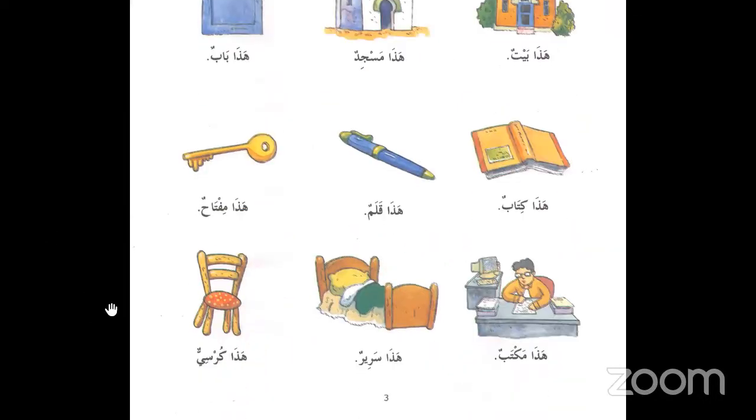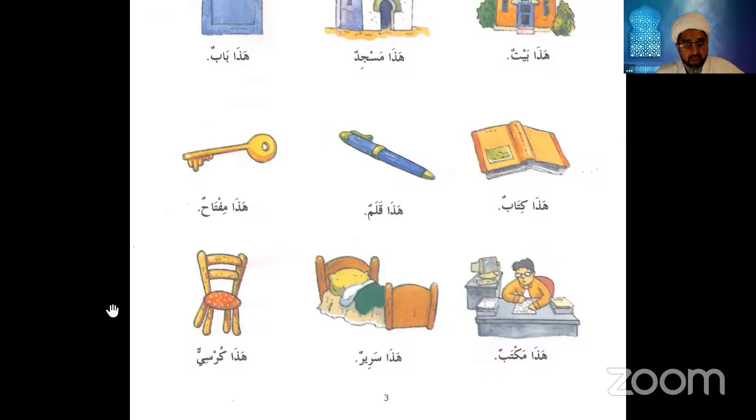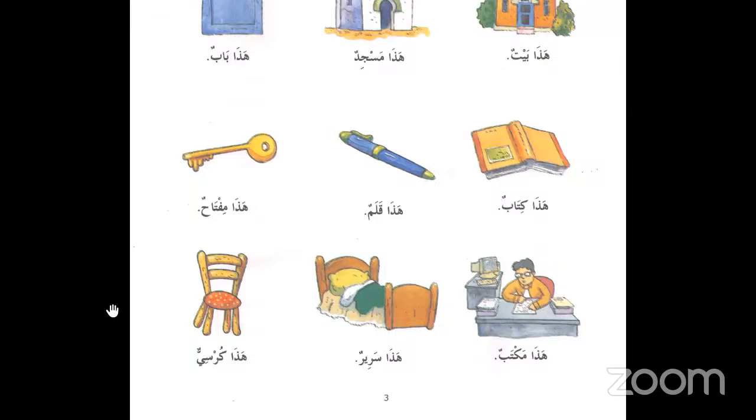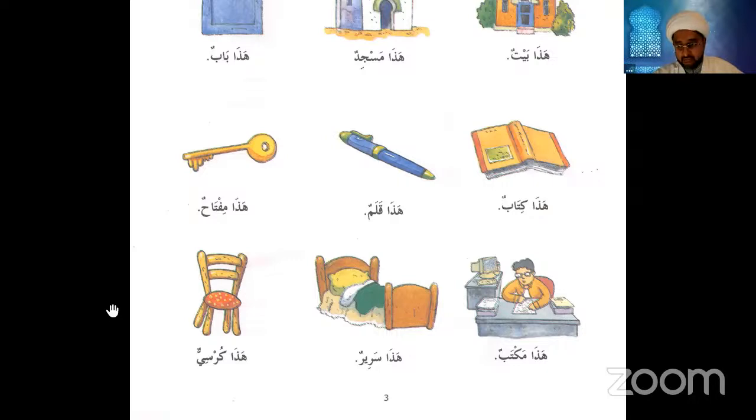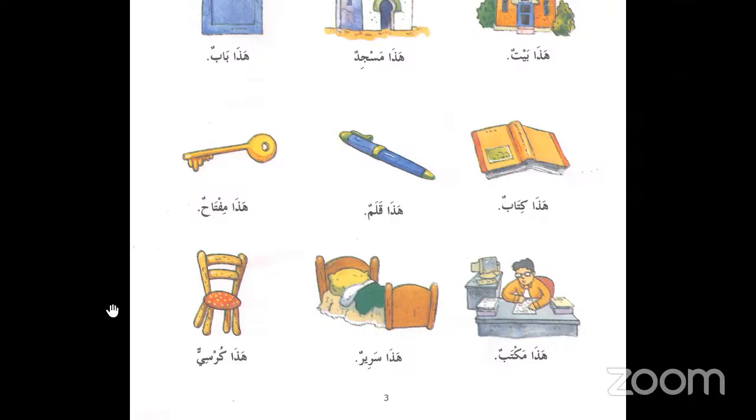Is that right? Yep, that's correct. Yeah, this is a key. هذا مكتب. This is a desk, was it? Correct. Yeah, that's correct. هذا سرير, this is a bed. هذا كرسي, this is a chair.